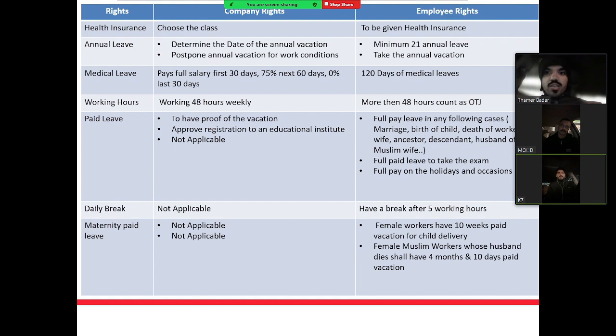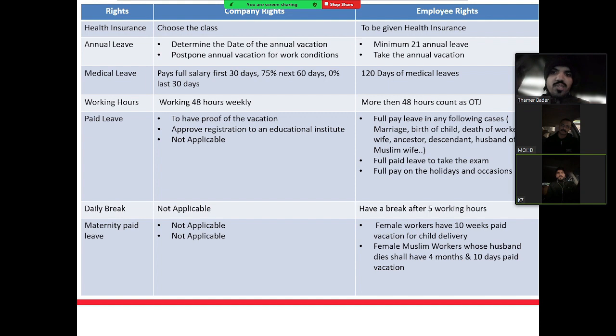Paid leave. The company's right is to have a proof of the vacation. For example, one employee tells the organization that he will get married. The company's right is to have the proof. Do you have a marriage certificate? Then you can have a paid leave, which is 5 days. Also, birth of a child, 3 days, but also give a proof. Death of worker's wife, sister, descendant, husband, etc.